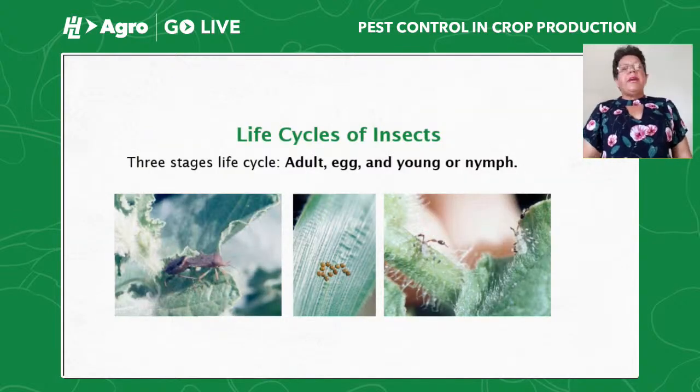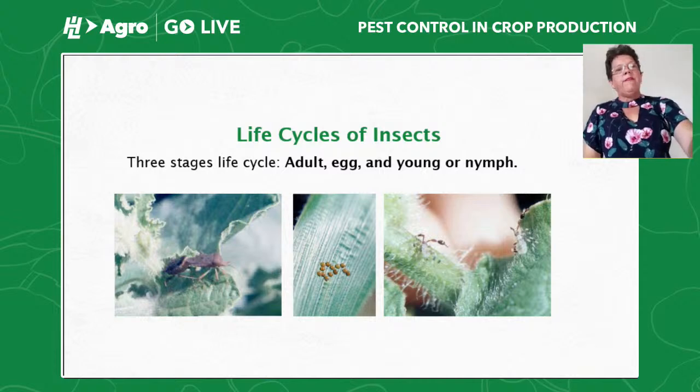When I have a 3-stage life cycle, I have 3 stages: adult, the adult lays eggs, and the eggs become young, which is the common or regular vocabulary for it, or you have the nymph, which is the technical word for it. Here in the pictures, we have adults mating, then we have eggs, and then we have nymphs or young true bugs in that picture.